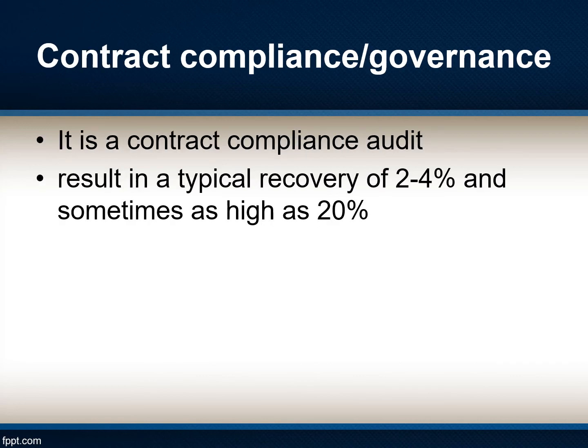To safeguard both parties, there must be contract compliance or governance. A contract compliance audit results in a typical recovery of 2 to 4%, sometimes as high as 20%. So it means that it's more on auditing and checking or evaluating the effectivity of the contract or business transaction. If the contract management had passed through this series of auditing, 2 to 4% is most likely to have a repeat business, or sometimes as high as 20%.